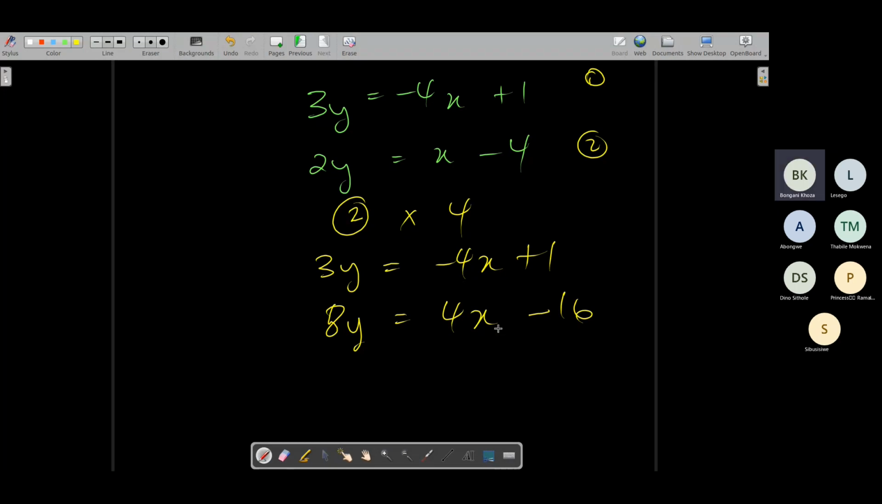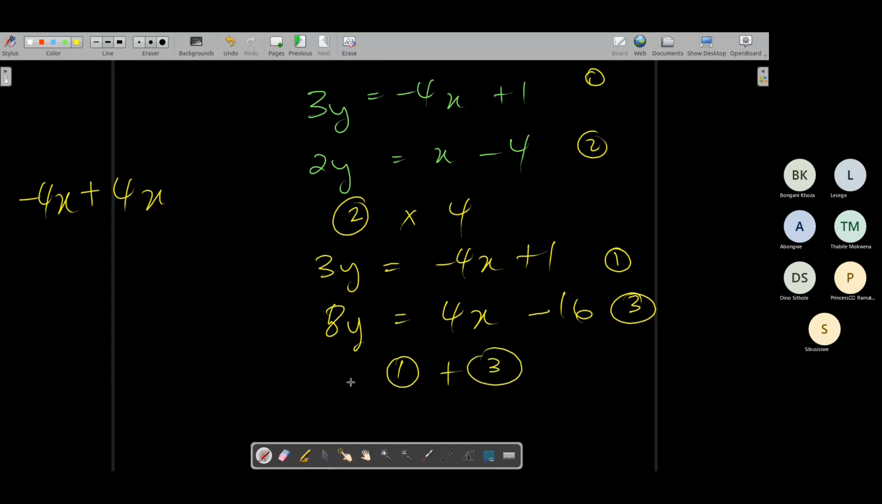Remember, we're trying to get rid of x. So right now I'm having minus 4x and 4x. What sign must I plug in here to make this 0? Plus. So that means I have to add these two. So if this is still equation 1, and this is now equation 3, I can say equation 1 plus equation 3. Depending on what numbers and signs you have, you can say, okay, now I'm adding these two, or now I'm subtracting these two, to make sure that that ends up being a 0.